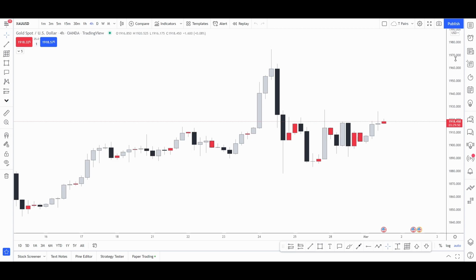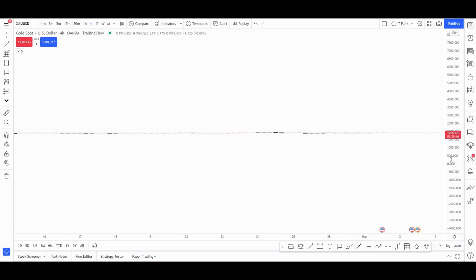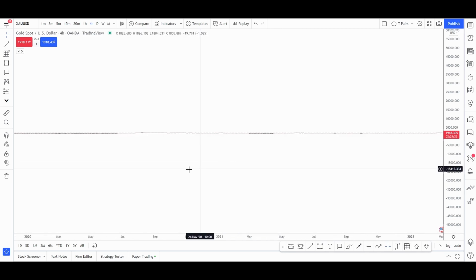But in order for me to not cheat as I'm doing this, I'm just going to shrink the charts as much as I can to make it really, really flat, and then condense it so I can't see any trends or anything like that. And we're just going to scroll back to the start of January. We're going to look for the 28th.